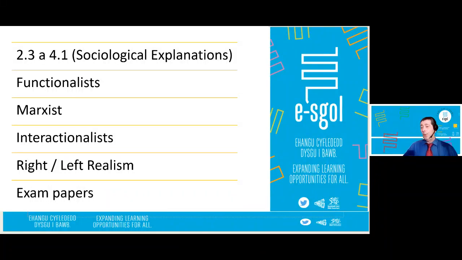In lesson 2, we did the right and left realism, and then moved on in lesson 3 to look at exam questions and how these issues pertaining to 2.3 and 4.1 actually materialized in the exam papers since 2019, because as you probably know, the format of the exam papers changed from 2019 onwards. Now, as you can see on the screen, we did focus on all 5 theories of criminality, not so much left realism because it's so nearly as close to Marxism. I felt that had been covered.